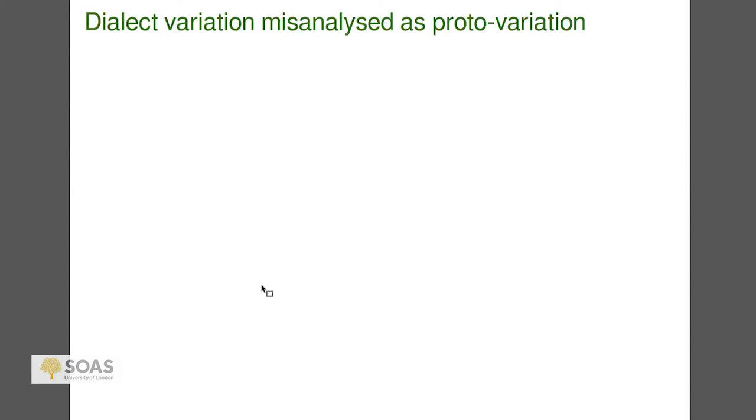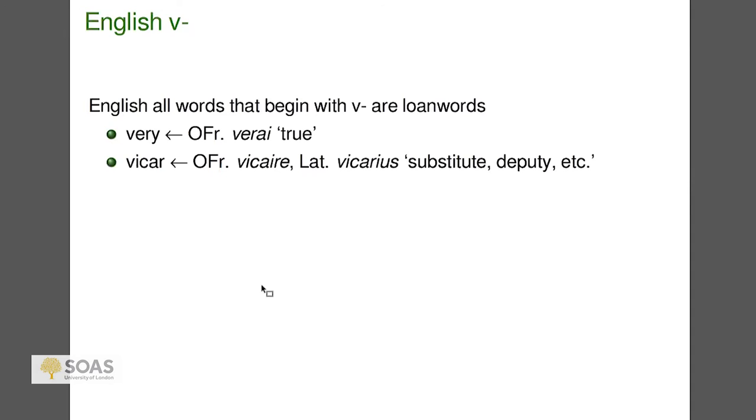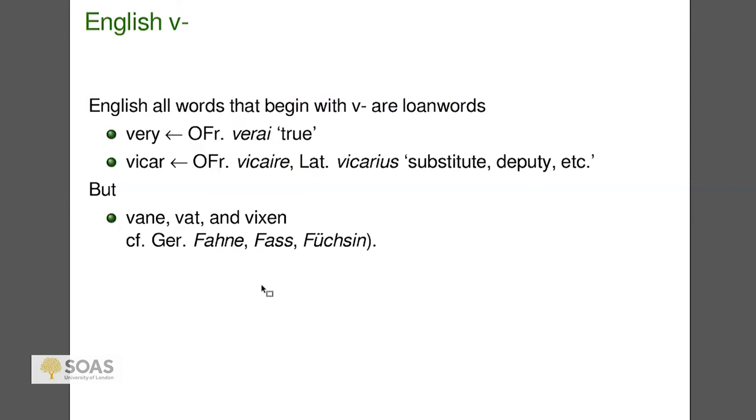So first, dialect variation misanalyzed as proto-variation. Hopefully some of the Indo-European cases are familiar; we've tried to choose simple ones. All English words that begin with V are loanwords, like very is from verre, and vicar is from vicaire. But what about vein, vat, and vixen? Because if you look at German, they have quite good Germanic etymologies: Fahne, which means flag, Fass, which is barrel, and Füchsin, which is the same as vixen, right? So why don't they have an F in English?